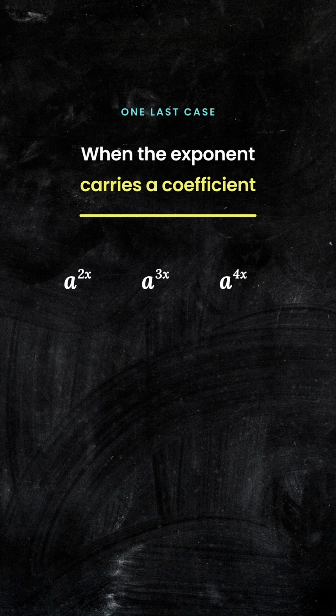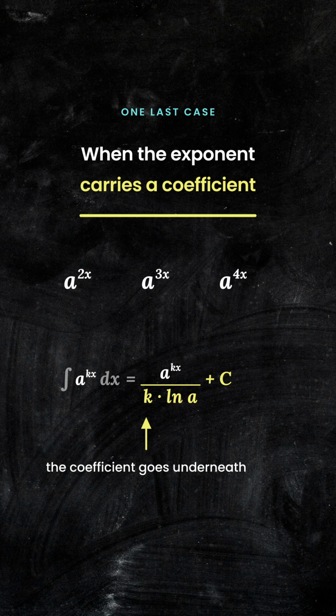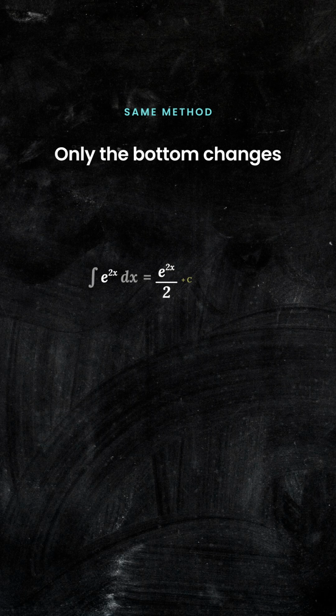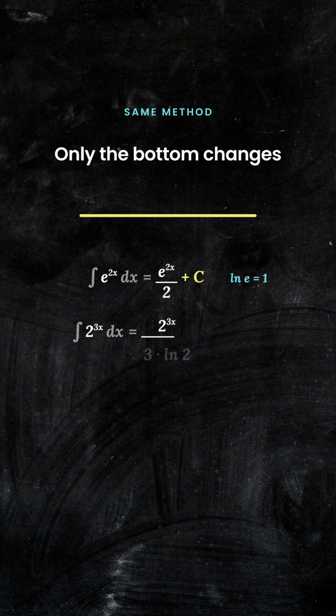A final point. If we have the exponent x but with a coefficient, a number like 2x, 3x, 4x, same method, we don't change anything, but we take the coefficient and put it in the denominator. This is the important change. So e to the power of 2x, we take the function as it is and divide by the coefficient 2 times ln e, which equals 1, so we don't write it. Here, 2 to the power of 3x, we take the function as it is and divide by ln 2, the base, and multiply by the 3, the coefficient of x.